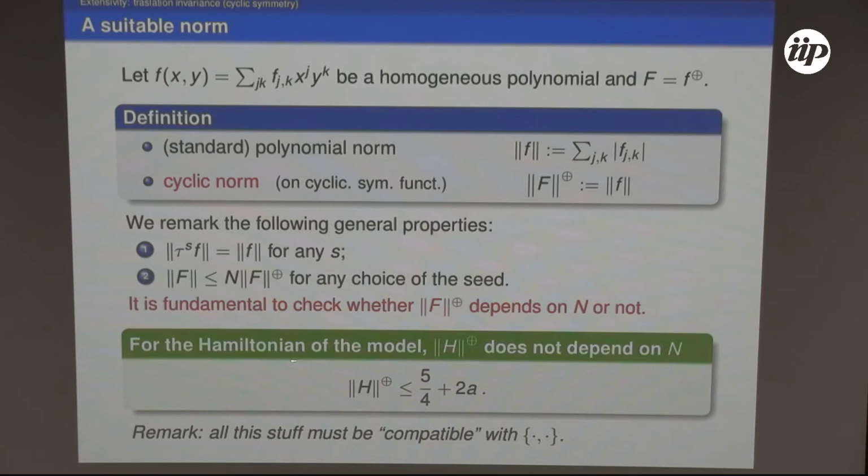And for sure, for this Hamiltonian this norm does not depend on n, because remember, it is defined as the polynomial norm of the seed. So this is the simple expression. Of course, all this construction must be compatible with the Poisson bracket operator, because in the perturbative construction you have to perform a lot of these Poisson brackets, and this symmetry has to interact in a good way with this kind of construction.